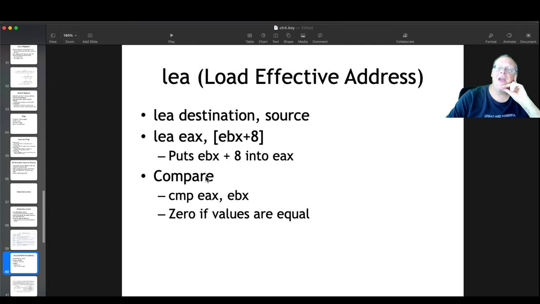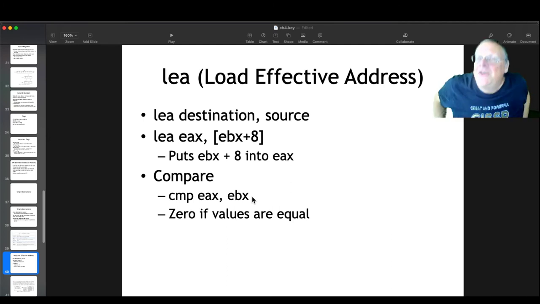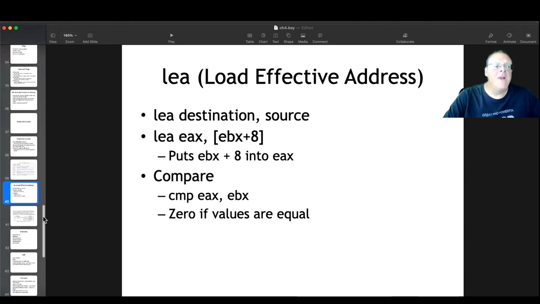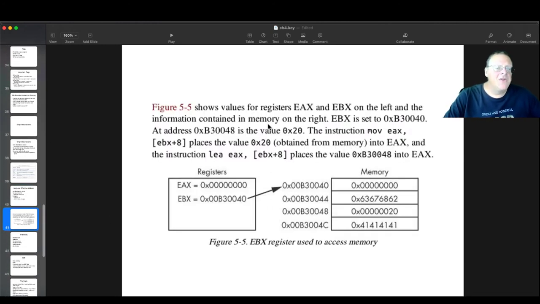Then there's compare. We'll compare two values, and the zero flag will be set if they are equal, and it will not be set if they're not equal. So you can do a compare followed by a branch zero or a branch equal to make it perform an if statement. So here I have EAX is zero and EBX has this number B30040.